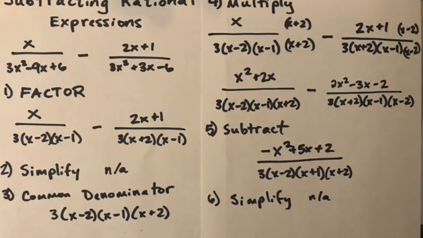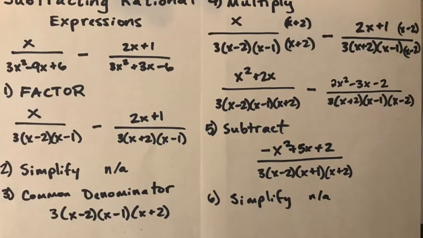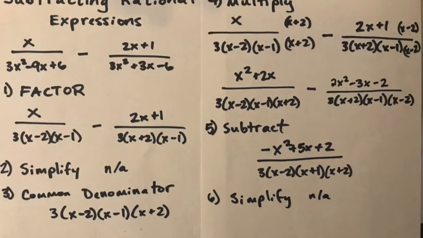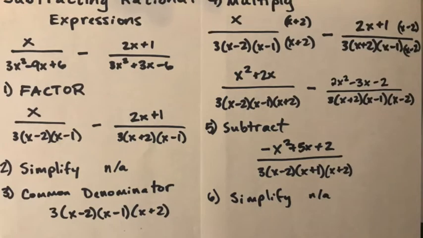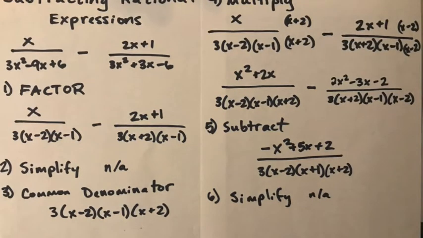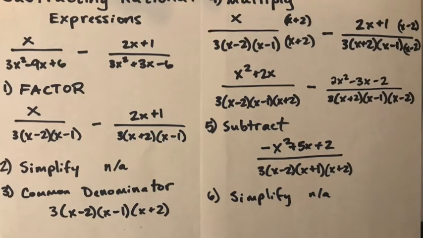So the third step is find your common denominator, which again has to include every piece of our denominator. So we have a 3, x minus 2, x minus 1. Look at our other fraction. The only thing that we don't have that's in the first fraction is the x plus 2. So our common denominator is 3, x minus 2, x minus 1, and x plus 2. So all 4 of those pieces is our common denominator.